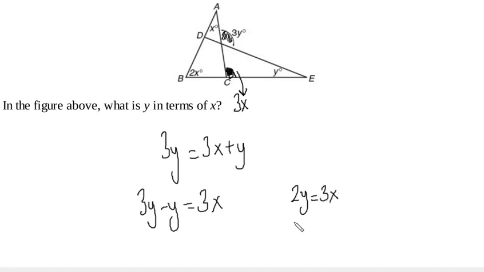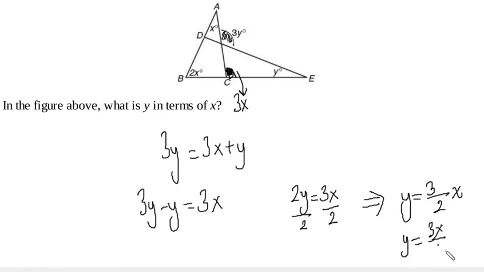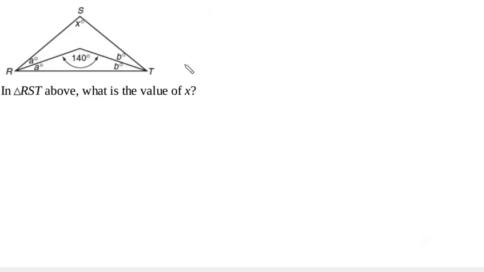If we divide both sides by 2, y is going to be equal to 3 over 2 x. So y in terms of x is equal to 3 over 2 x, or we can also say y equals 3x over 2. Alright, so let's look at the last question.